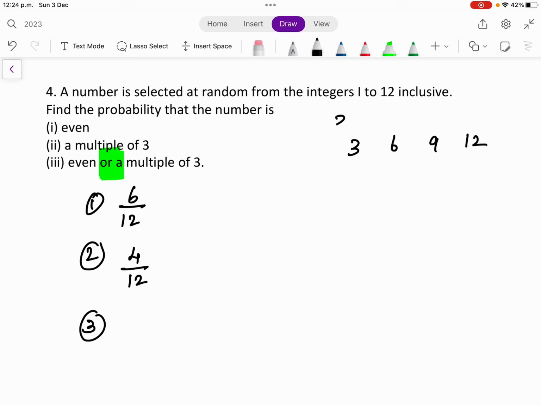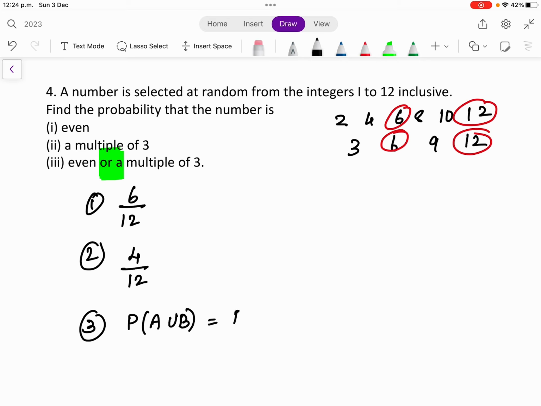Yeah. So the even numbers are 2, 4, 6, 8, 10 and 12. So here if you see that there are repeating ones, which means they're not mutually exclusive. So in this case, the formula you will use is P of A or B, which is equal to P of A plus P of B minus P of A and B.